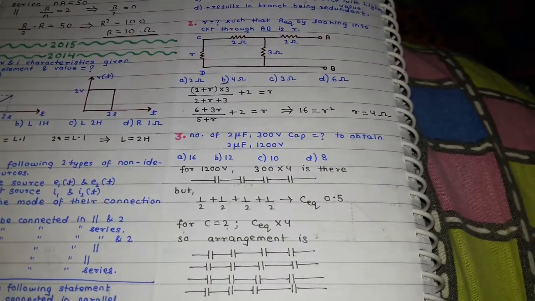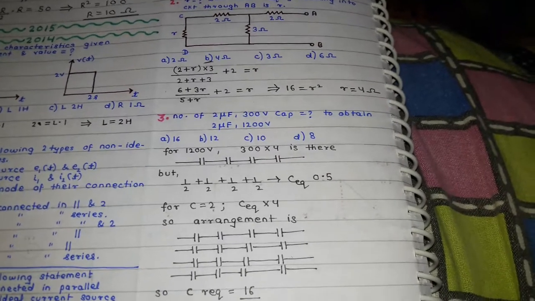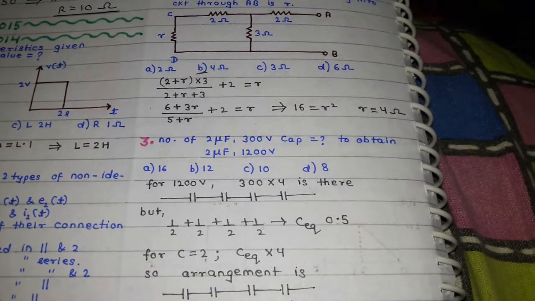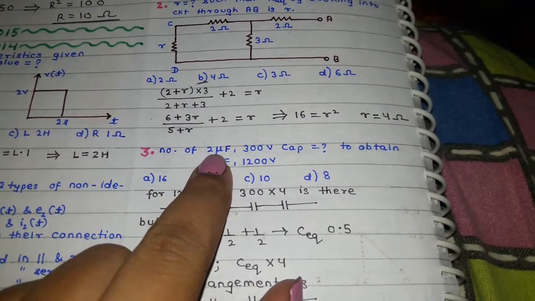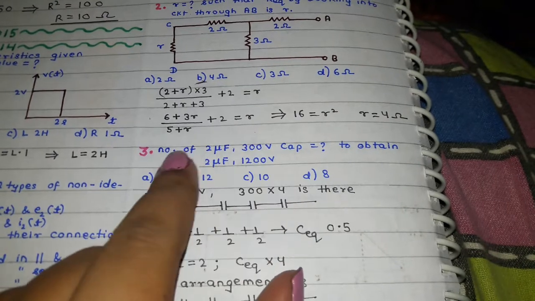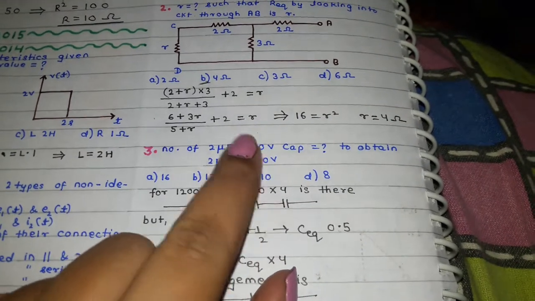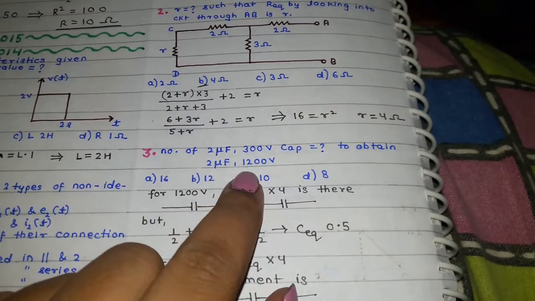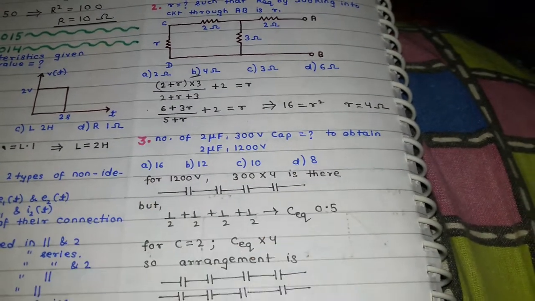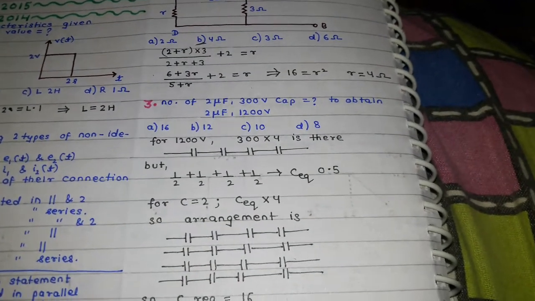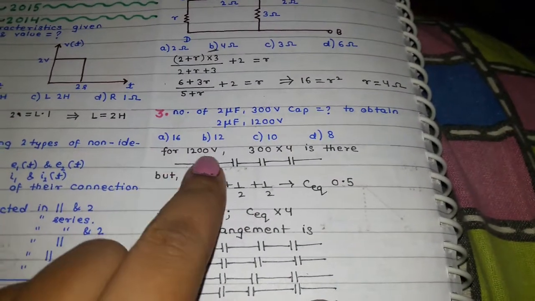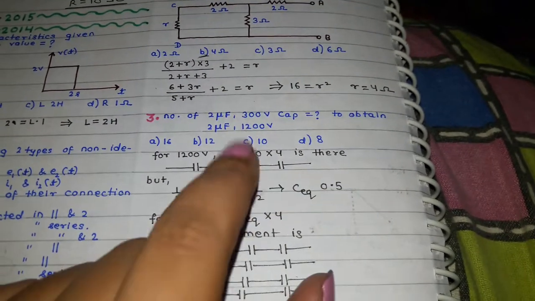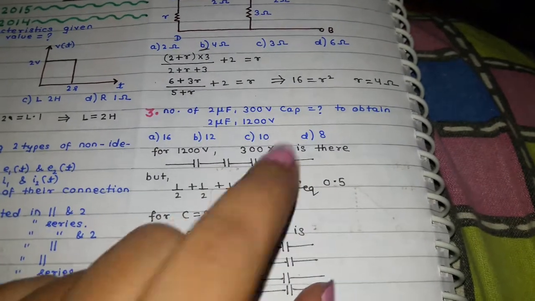The next question that we have is a bit tricky one. You need to learn this question a bit. This is, what is the number of capacitors required, where each capacitor is having 2 microfarad and 3 volt as its rating. How many such capacitors are required to obtain a capacitance of 2 microfarad and 1200 volt? You have such options. So for having 1200 volt we need 4 of these, so that 300 into 4 is 1200 actually.